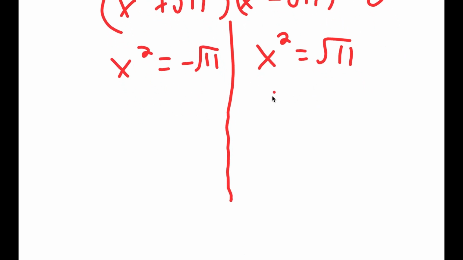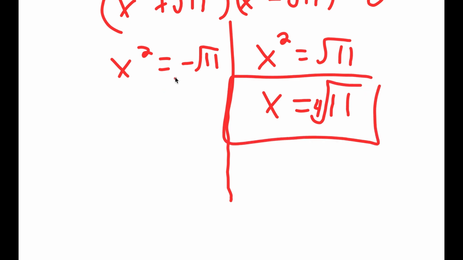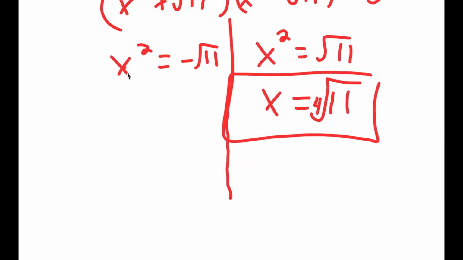For x squared equals square root of 11, x is equal to the fourth root of 11. And the other equation has no solution, so this is my only solution to this problem.